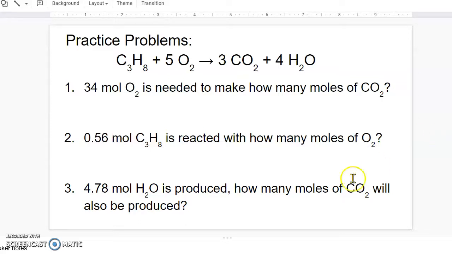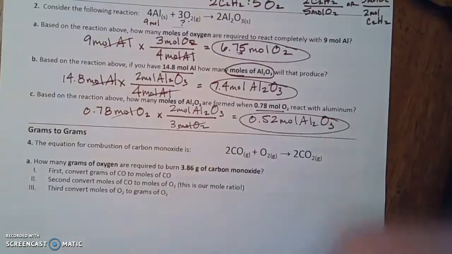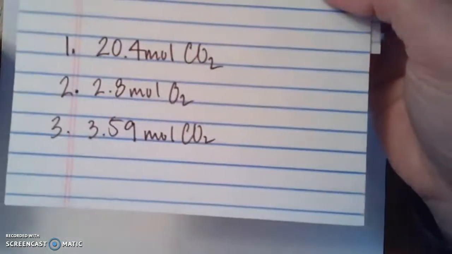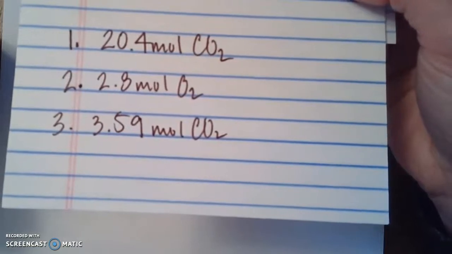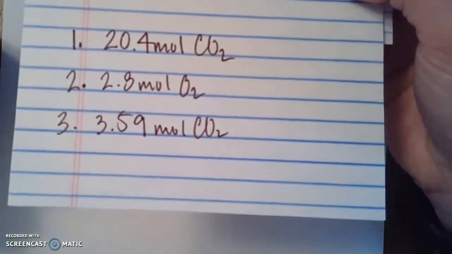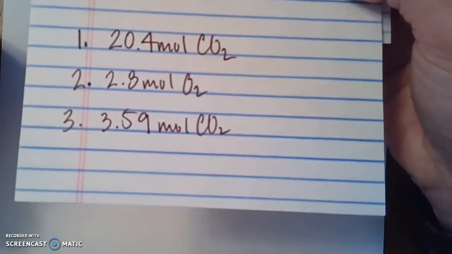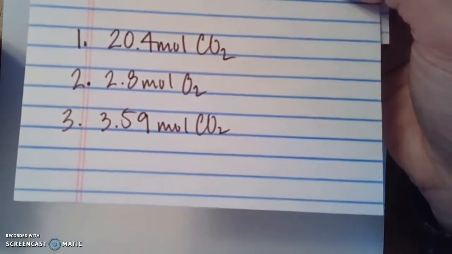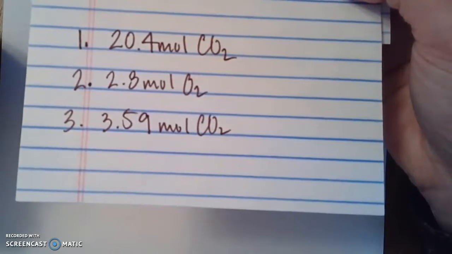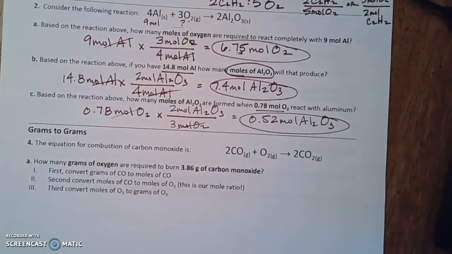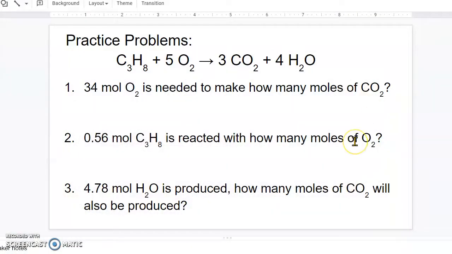So let me get this back up again. If you want to look at this, these are the right answers for 1, 2, and 3 practice problems. So if you want to write those down right now, you can pause it and write those down. Those are the right answers for these practice problems. So I'd like you to do that, show your work, show canceling of units, and you need to upload this to Google Classroom.